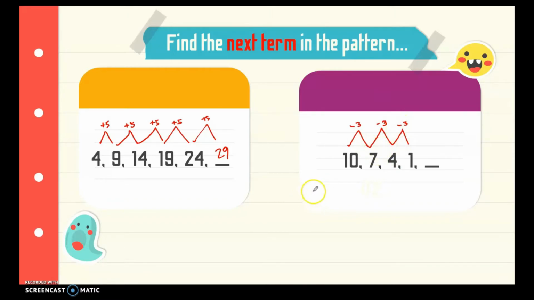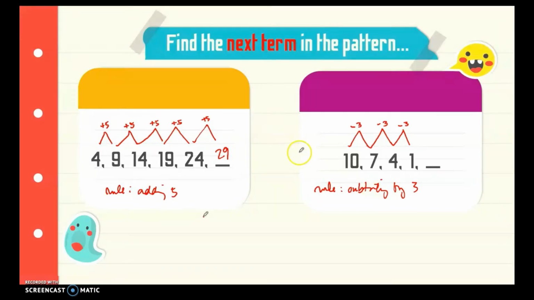Therefore, our rule here is subtracting by 3, and this one, the rule is adding 5. So we have 1 minus 3, we have negative 2.